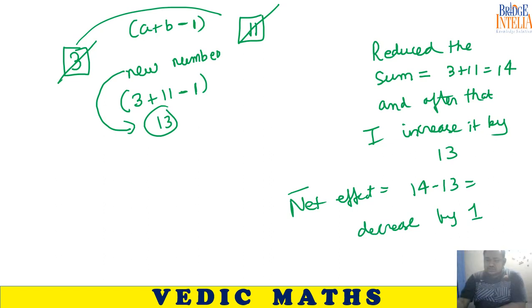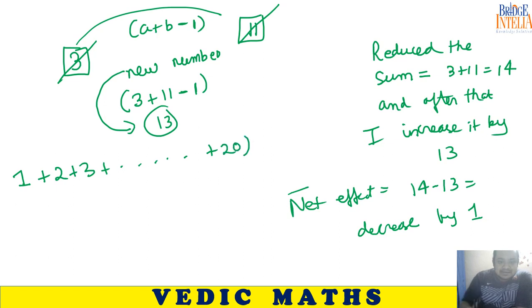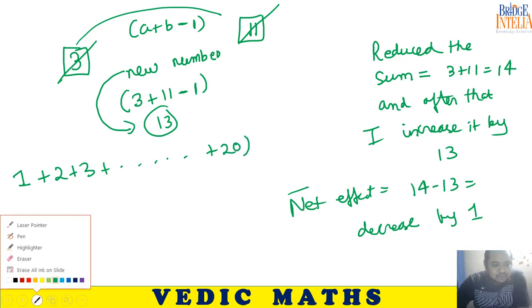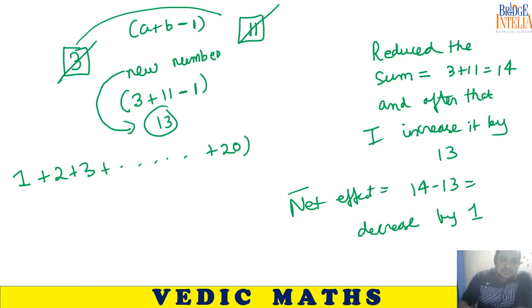So each student goes to the blackboard. The net effect is that the number of total numbers written on the blackboard decreases by 1, and the sum of all those numbers also decreases by 1. So initially this was written on the blackboard, 1 plus 2 plus 3 up till 20. 19 students have gone to the blackboard one by one. So the effect of each student going to the blackboard is that the sum reduces by 1. Each student does minus 1. So 19 students will do minus 19.